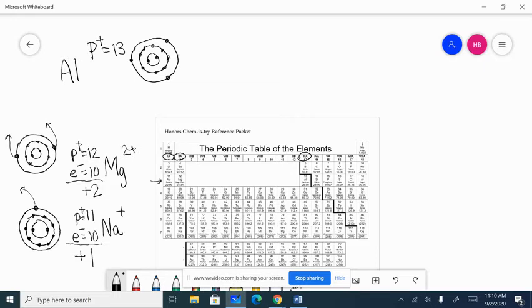So he could either lose 3 or gain 5. He's still a metal, so he's actually going to lose these 3. It's easier than gaining 5. When he loses those 3 valence electrons, he'll have 10 electrons, again like neon. If you add 13 pluses and 10 minuses, you get a charge of +3. So aluminum as an ion is written like this with a charge of +3.